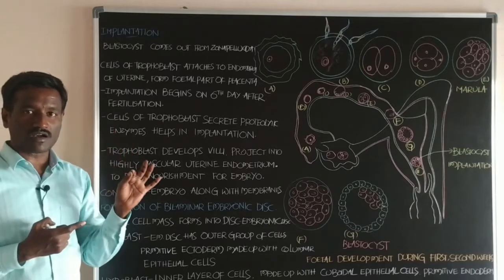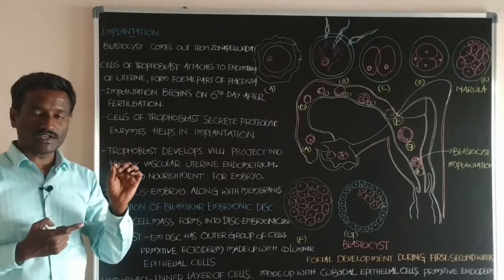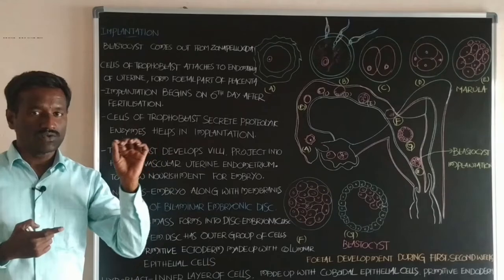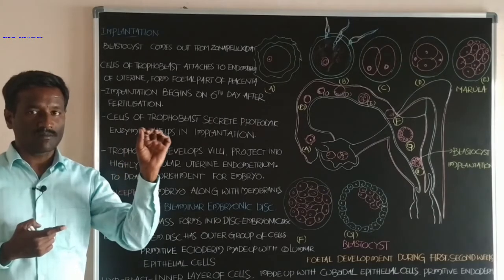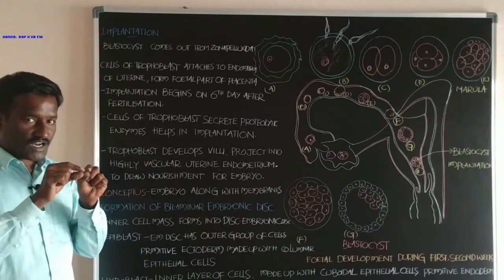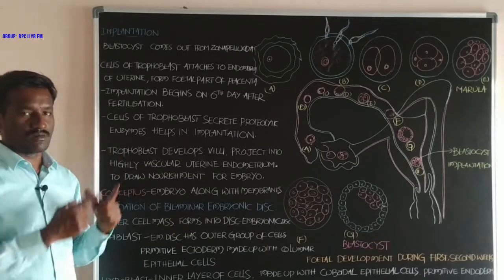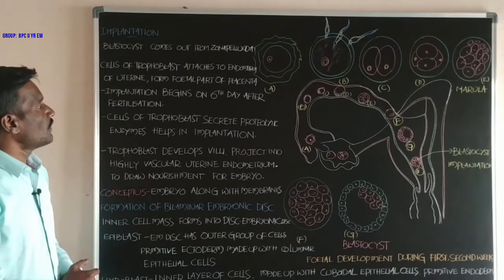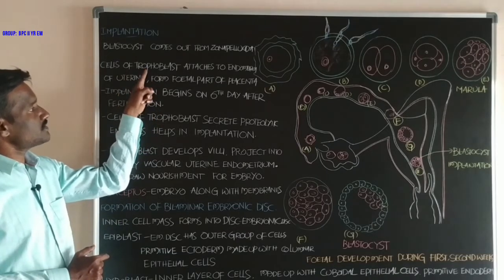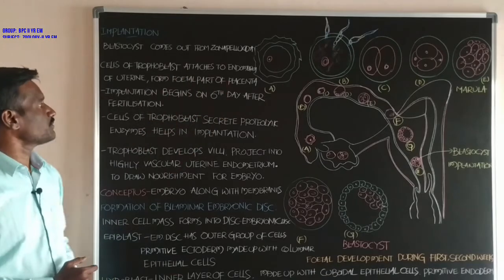The placenta is the organ and connective link between the developing fetus, the developing embryo, and the wall of the uterus, that is, the mother's part. This is the connecting link between the fetal part and the maternal part. Maternal means mother. It is the trophoblast cells that participate in the formation of the fetal part of the placenta.